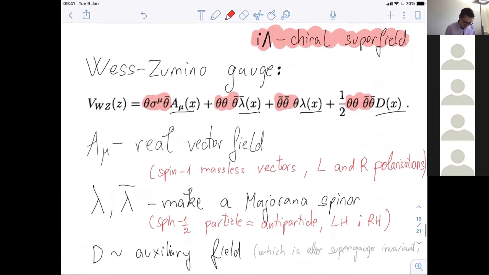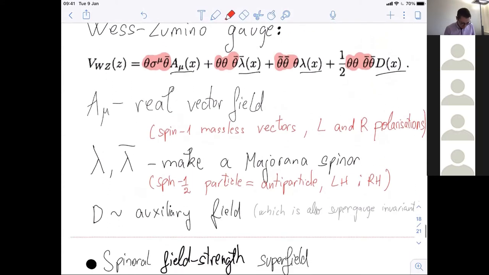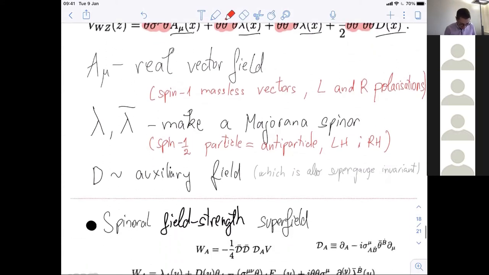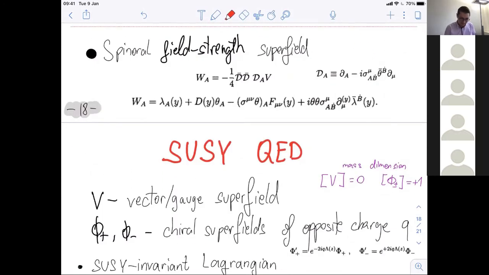This D is the auxiliary field. So in the vector supermultiplet, we have a real vector field, a Majorana field and the auxiliary D field. The vector superfield is what gives rise to vector supermultiplets. One can construct from a vector superfield a field strength superfield, which will have the gauge invariant field strength, F mu nu. Okay.